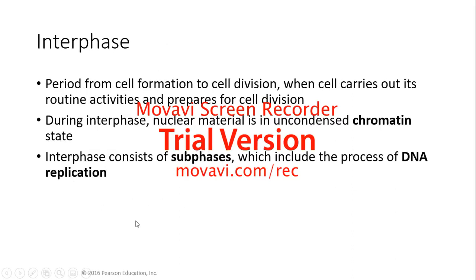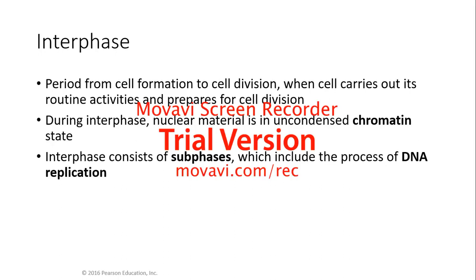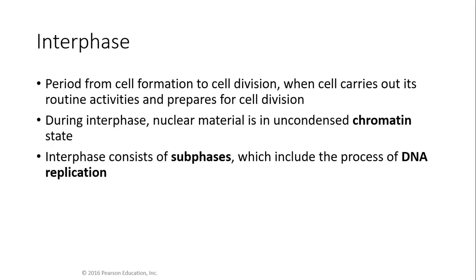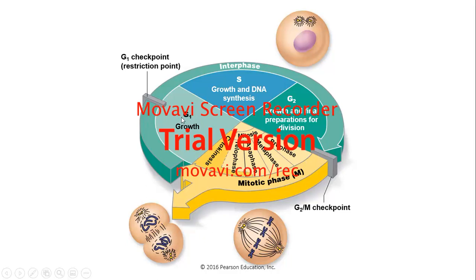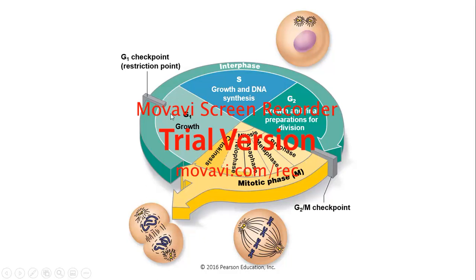All right, so with interphase, this is the phase where the cell carries out its routine activities and prepares for cell division. Again, 85 to 90% of the time, the cell is going to be in interphase, and interphase has subphases. You have growth, sometimes called gap one, G1, which is growth. Then you have the S phase, which you can think of as DNA synthesis. And then you have G2, which is the final growth in preparation before mitosis. So you see, interphase is the majority of the cell cycle.